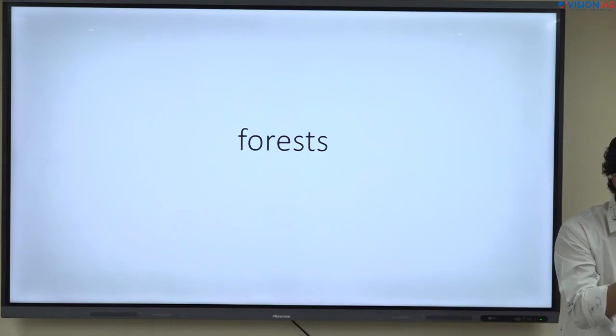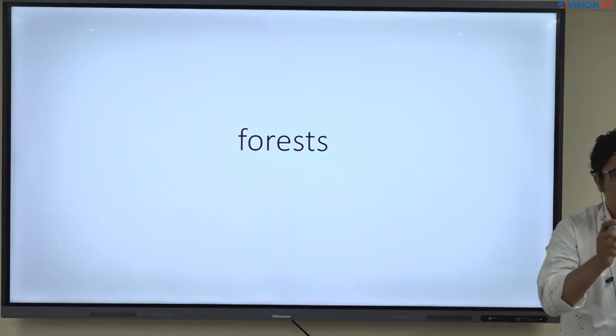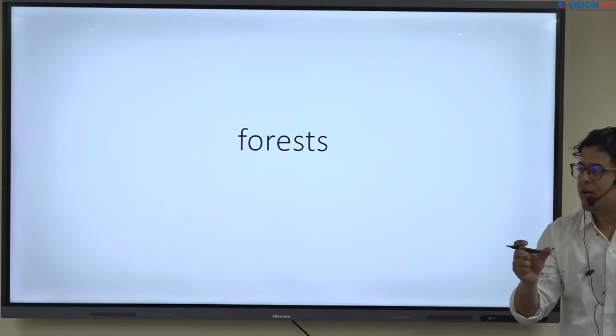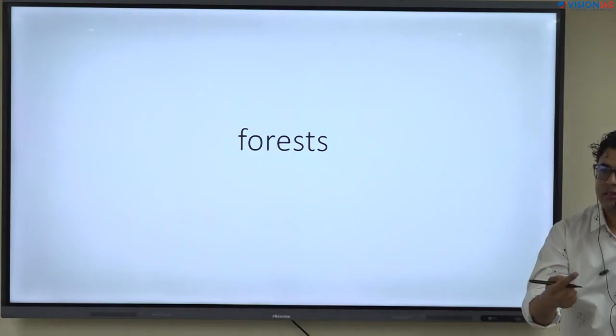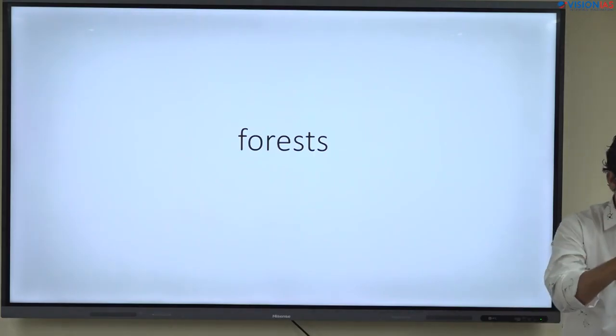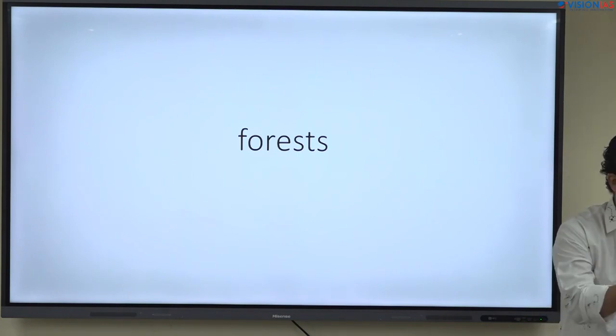If you go to mountains, Uttarakhand, Himachal, you will find montane forest. Montane means mountain, forest which is found in the mountain. So that depends on which area you are in and what type of climate is there. The climate will decide the characteristic of the forest first.